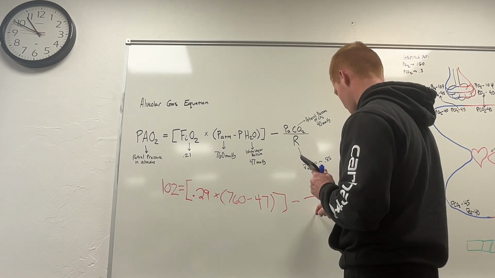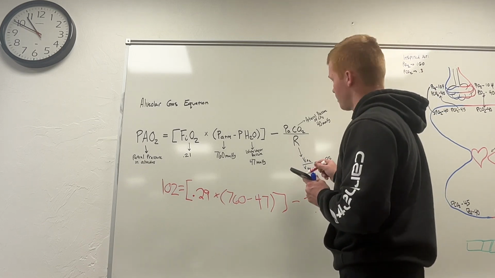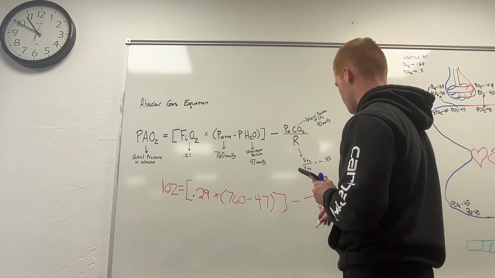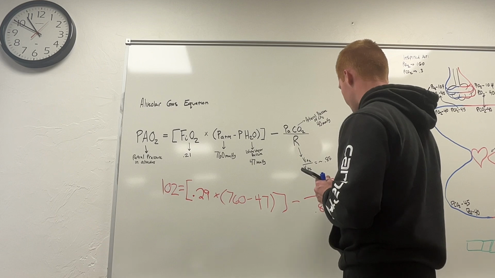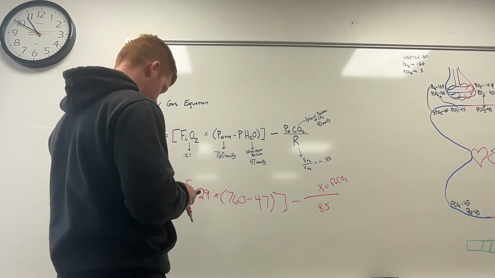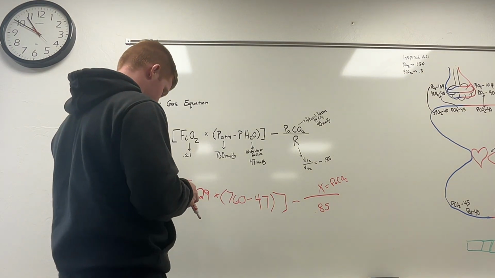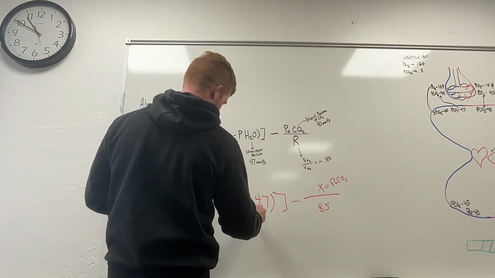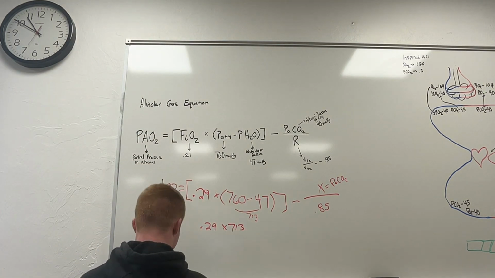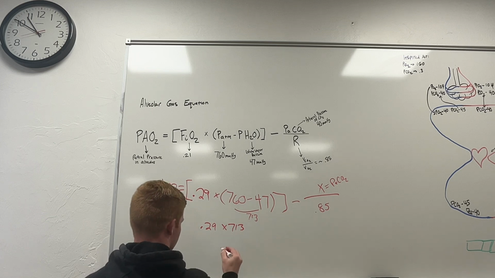Then on top, what we're looking for is what we don't have, the arterial pressure of the carbon dioxide, and we're trying to find that. So we'll just put X, and X is going to equal our PaCO2. In this case, we're just going to do the math. So we get 760 minus 47, that equals 713. We're going to multiply that by 0.29. So we're going to take 0.29 times 713. That's going to give us 206.